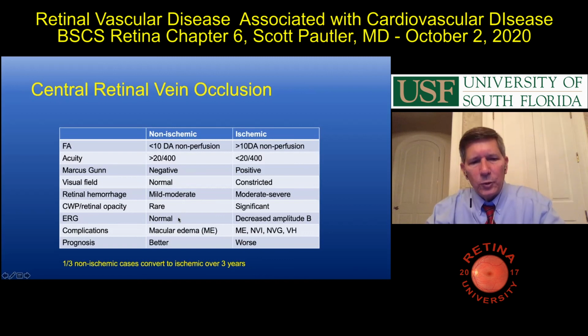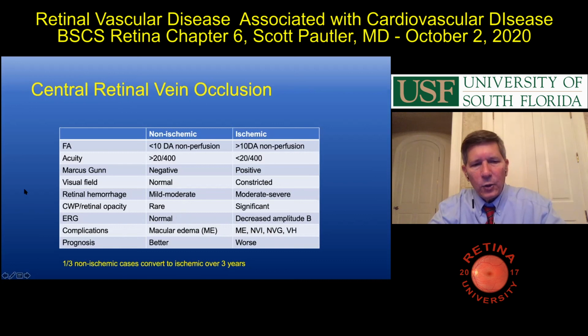Not many people do ERGs, but if you did, you could notice decreased amplitude of the B wave on ischemic vein occlusions, indicative of intraretinal damage from ischemia. And then, of course, here is the important thing. They both get macular edema or may have macular edema, but you get neovascular complications from the ischemic vein occlusions. And that's the importance of identifying and monitoring them carefully.